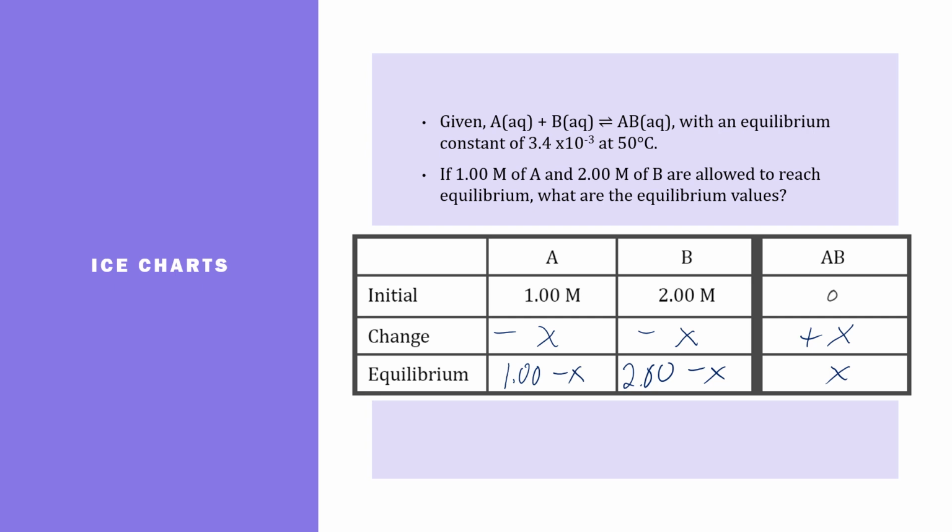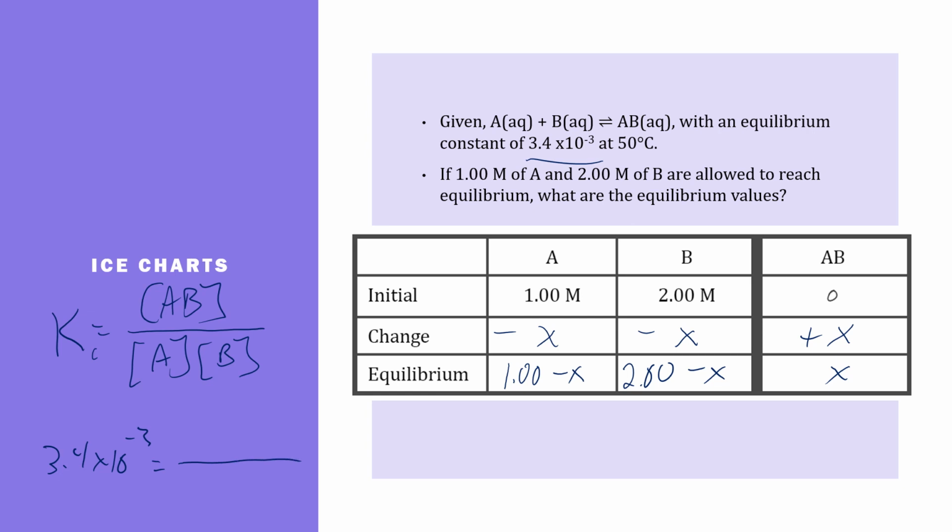Now we need to use our equilibrium expression. I'm going to write it over here in the purple. So Kc equals, we have AB, products on the top, reactants on the bottom, A times B. And then they gave us the value of K. K is 3.4 times 10 to the negative 3. We also know AB must be just x. A is 1 minus x, and B is 2 minus x.